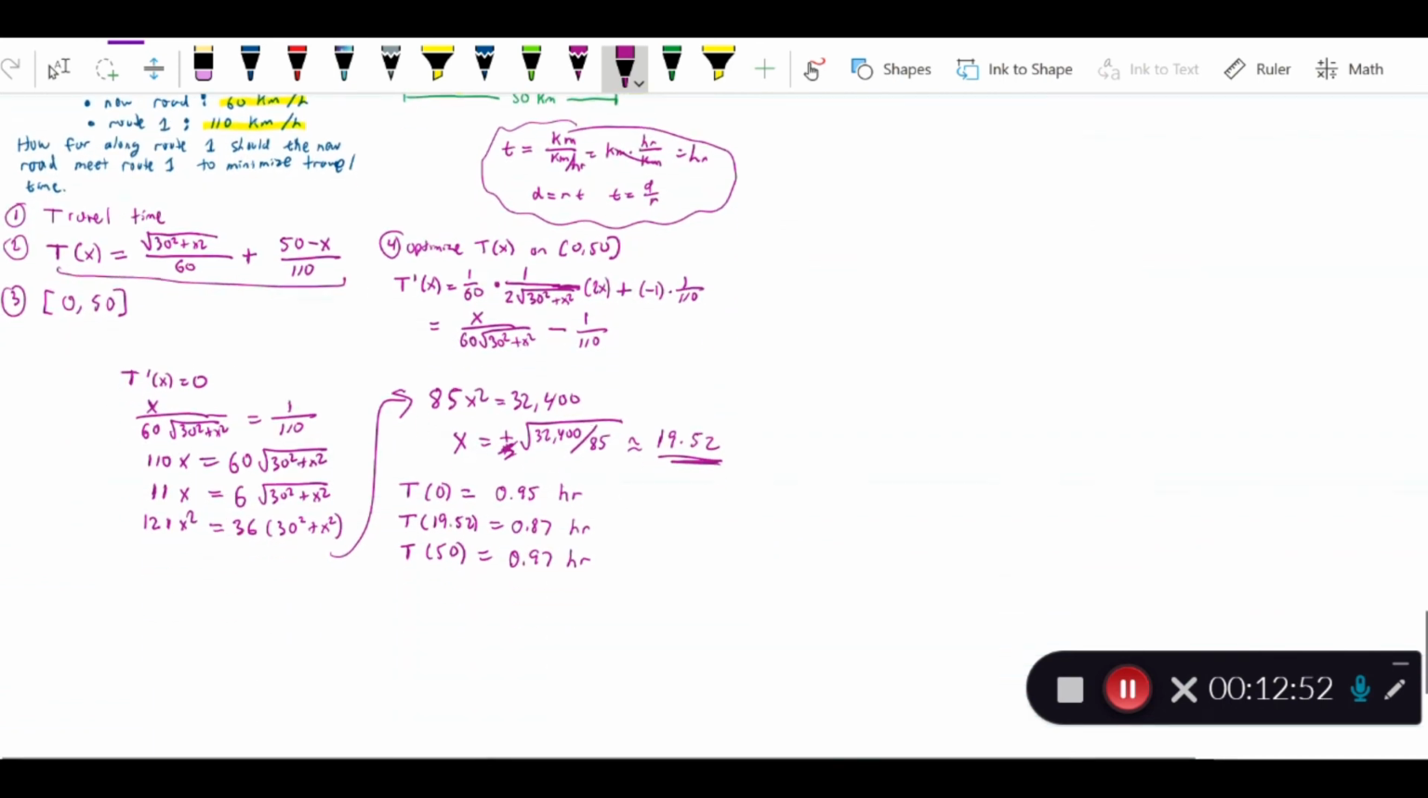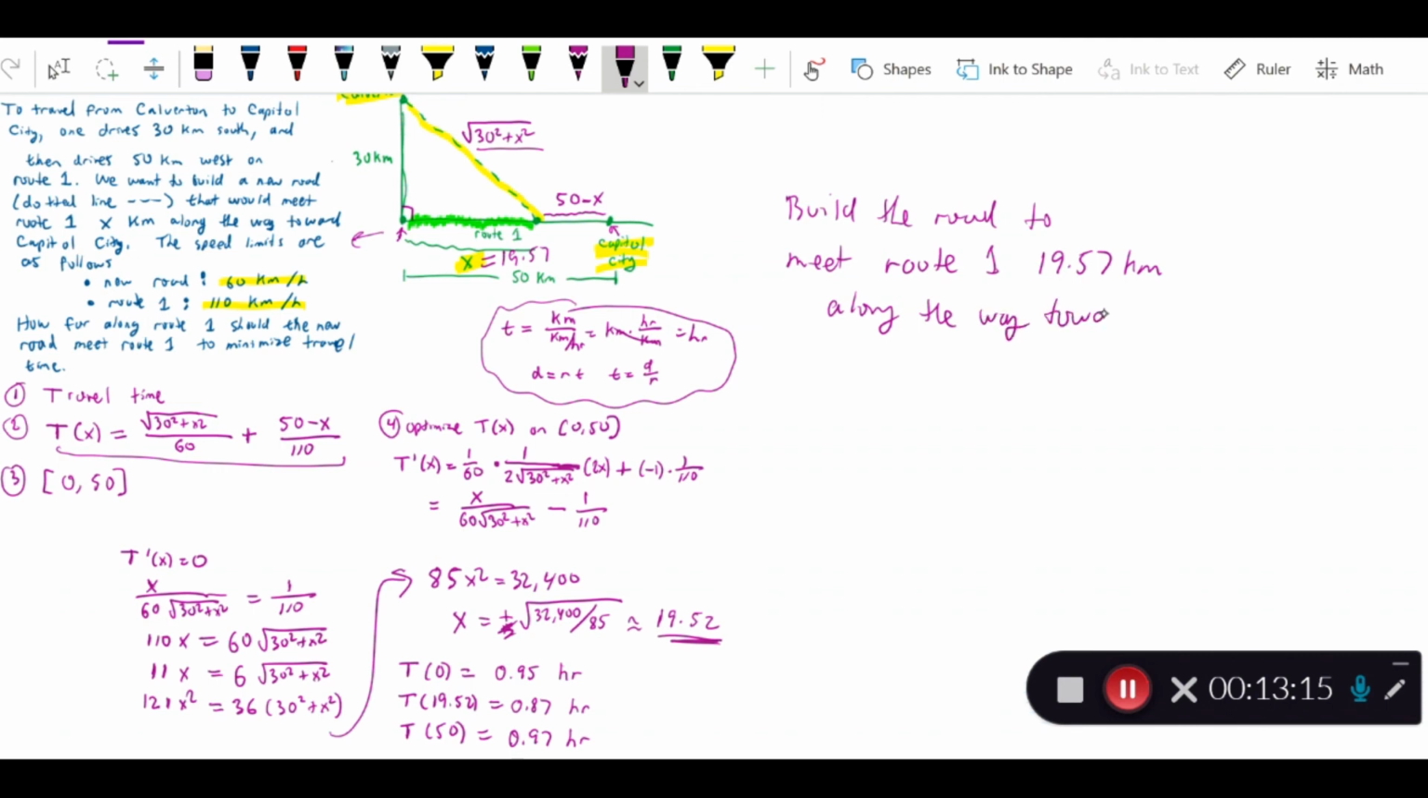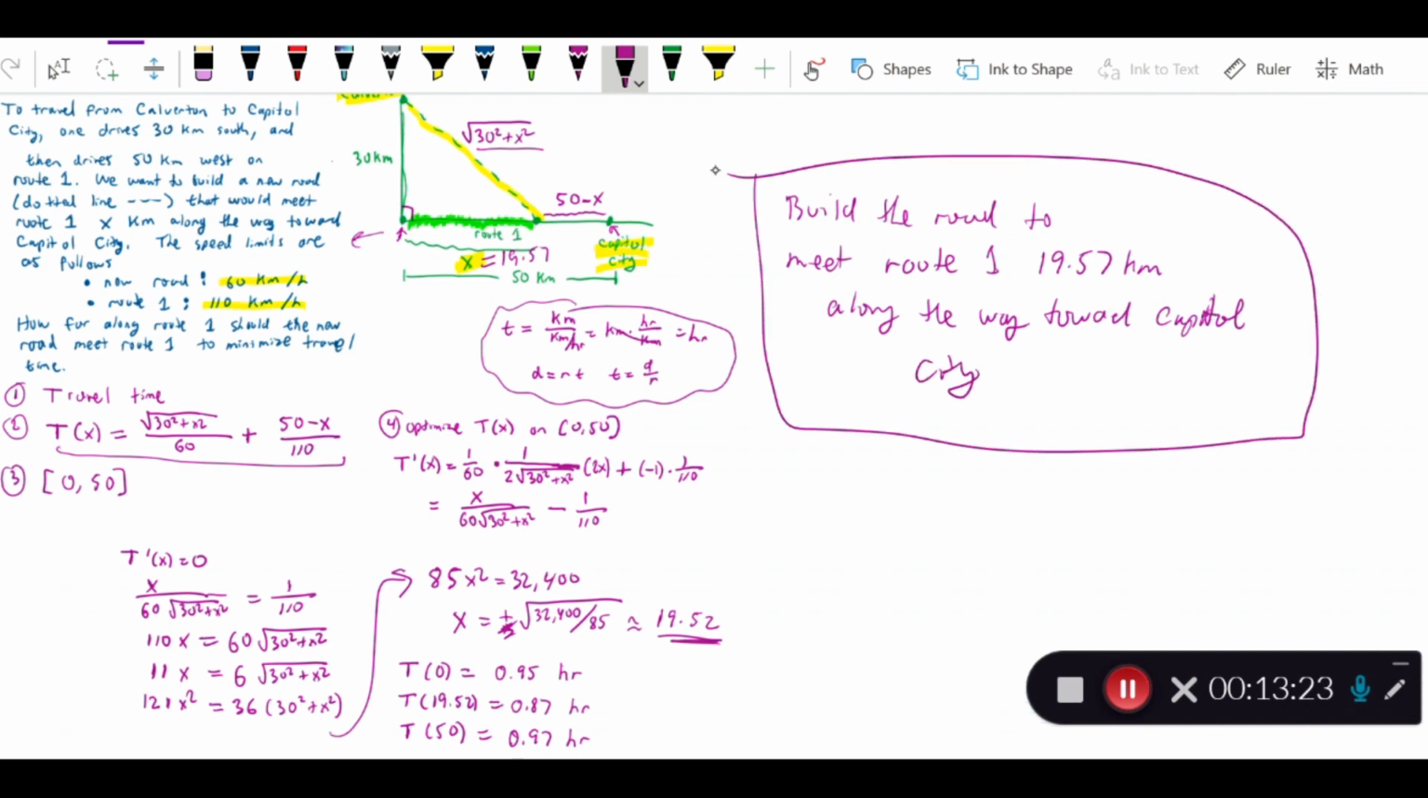So that's the minimum. So just to answer the question, the answer is build the road to meet Route 1, 19.57 kilometers along the way toward Capital City. So that's the answer. So we want this green segment here to be 19.57 kilometers long.